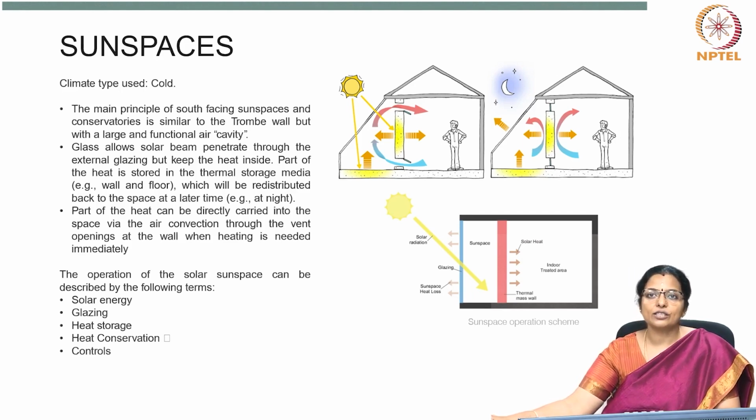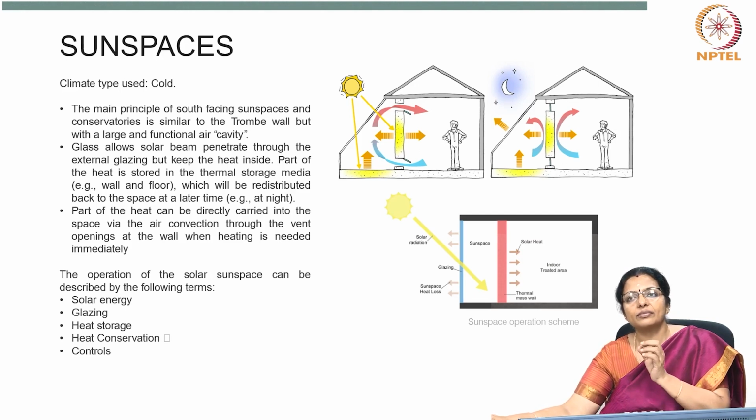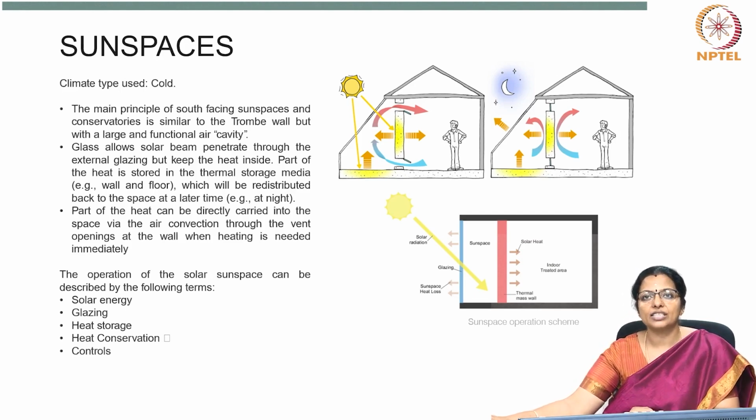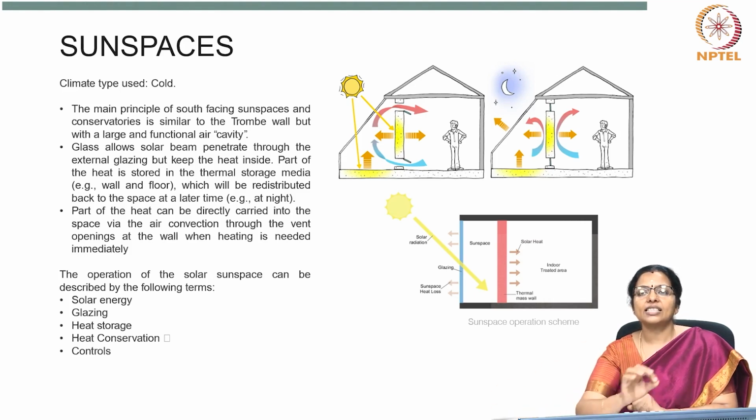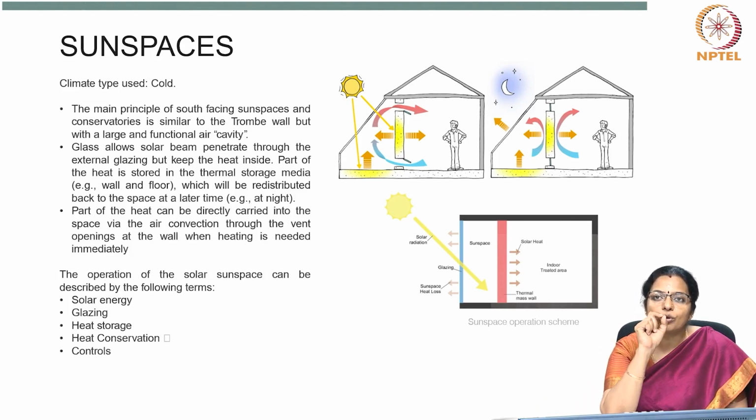So, the sun space floor or the north or the common wall with the adjoining room are preferable locations for the heat storage to take place. Heat capacity of the materials is very important. It is the physical property which is defined by the amount of heat needed in order for a mass to change its temperature by 1 unit.